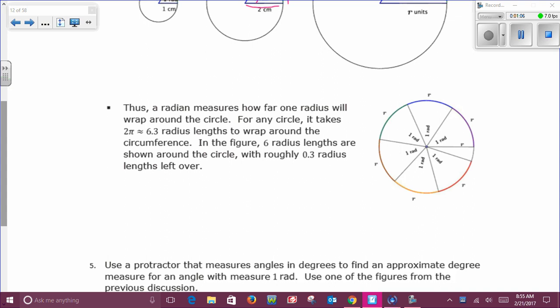Thus, a radian measures how far 1 radius will wrap around the circle. For any circle, it takes 2 pi, approximately 6.3 radius lengths, to wrap around the circumference. In the figure, 6 radius lengths are shown around the circle, with roughly 0.3 radius lengths left over. And you can see here on this picture, not so much in your packet, they're all in different colors.